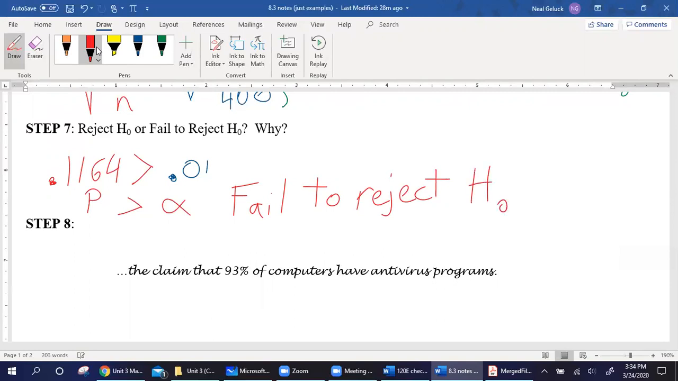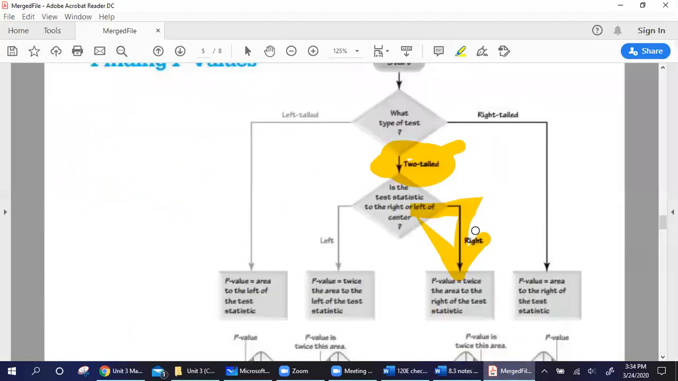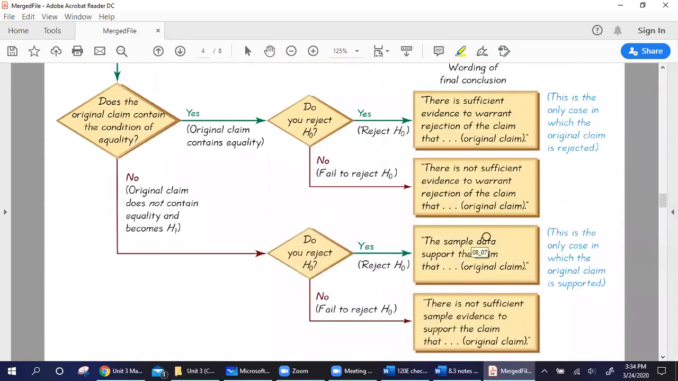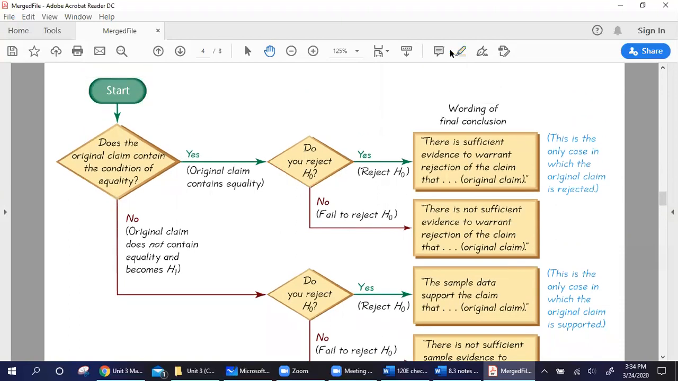And again, it's always about the null. So we don't have weird enough numbers to where we can say, oh, our original assumption must have been wrong. And finally, to state the final conclusion, that's where we go through this other flow chart. Did the original claim contain the condition of equality? Yes, it did, because it just said that 93%. So yes, it did, but we failed to reject it.